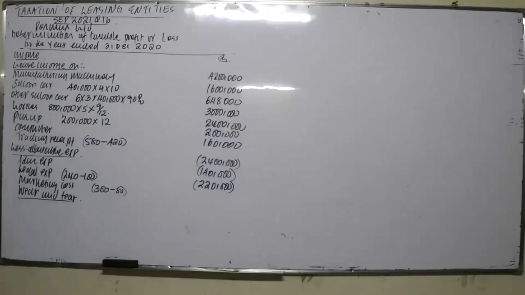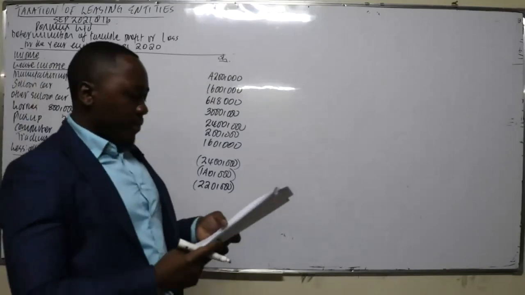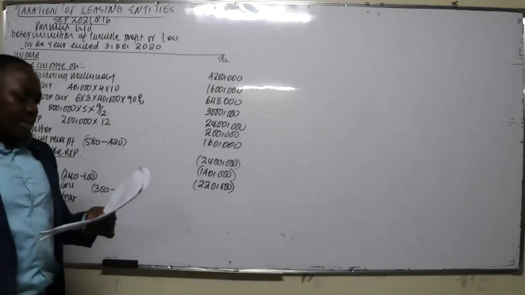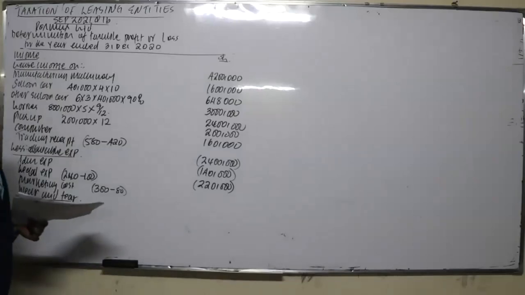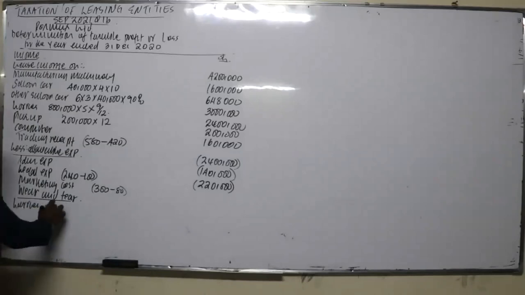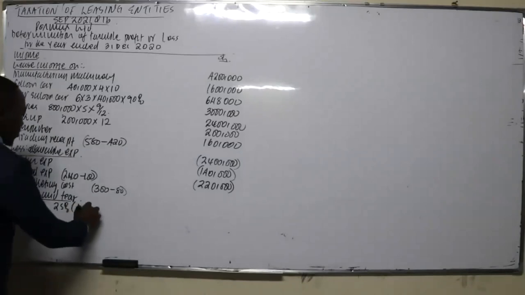So let's start with note number three, bullet number three. What do we have? The written down value of the following assets as at 1st of January 2020. There was rolling stock. You take the rate of 25% of how much? It's 4 million. Then you go back to note number two.